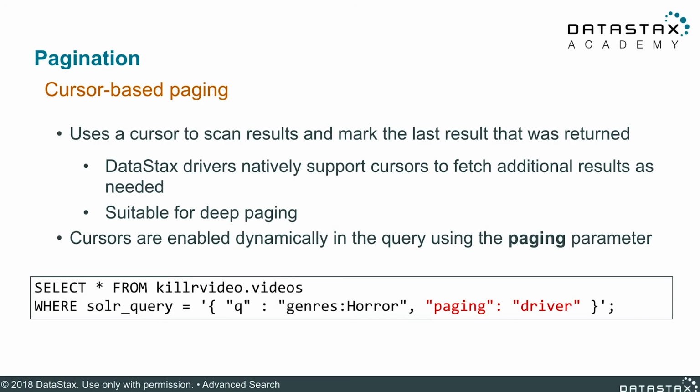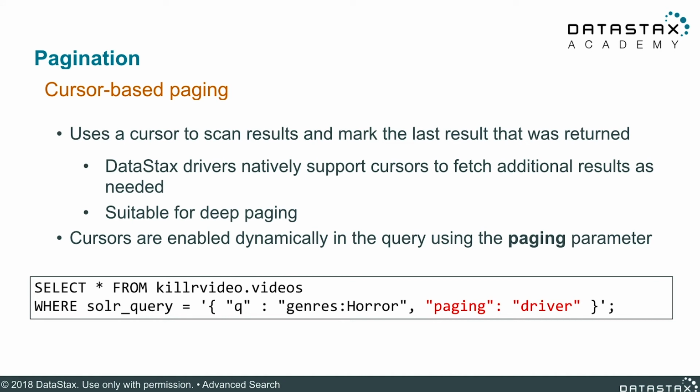In cursor-based paging, a cursor is employed, which marks the place from which the last result set was returned. And this cursor mark can be used to resume the next operation. This cursor represents application state, and so it has to involve another layer of the stack, namely the DataStax drivers. To instruct DSC Search to employ cursor-based paging in the driver, we add a paging parameter to our request with the hard-coded value of driver.